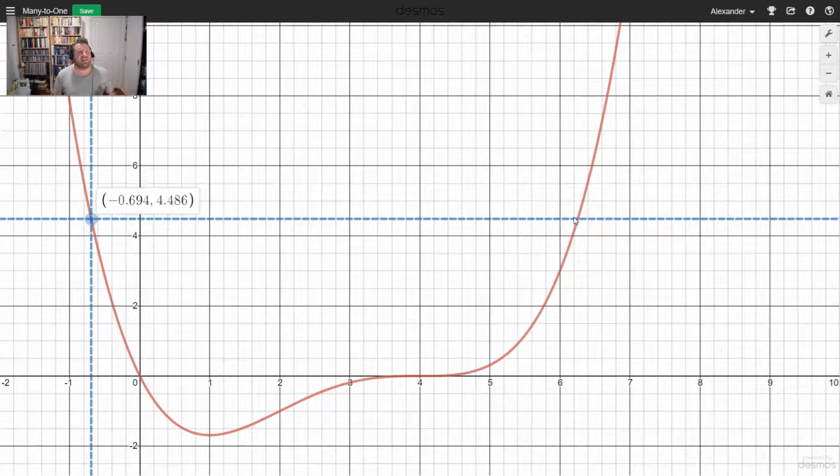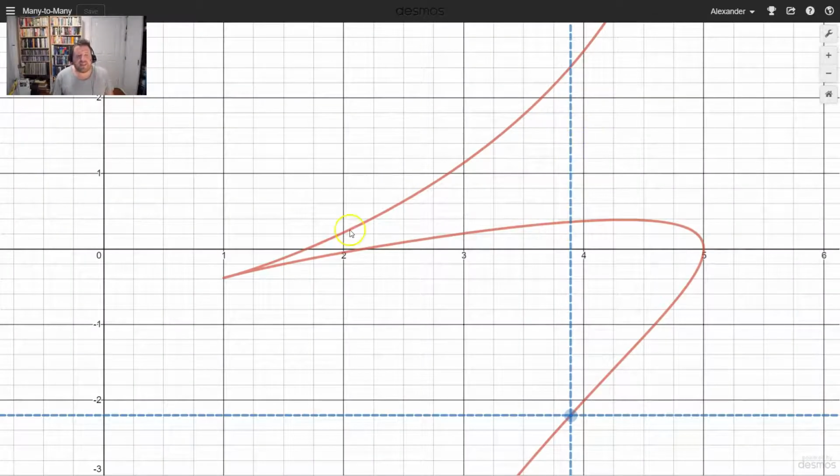And then lastly, if we've had one-to-one, one-to-many, many-to-one, then we must have many-to-many as well. And that one is, in this case, the weirdest looking graph of all. Many-to-many graphs are graphs that fail both the vertical and the horizontal line test. Now notice that it doesn't have to fail it everywhere. If it just fails it in one place, then it's failed.